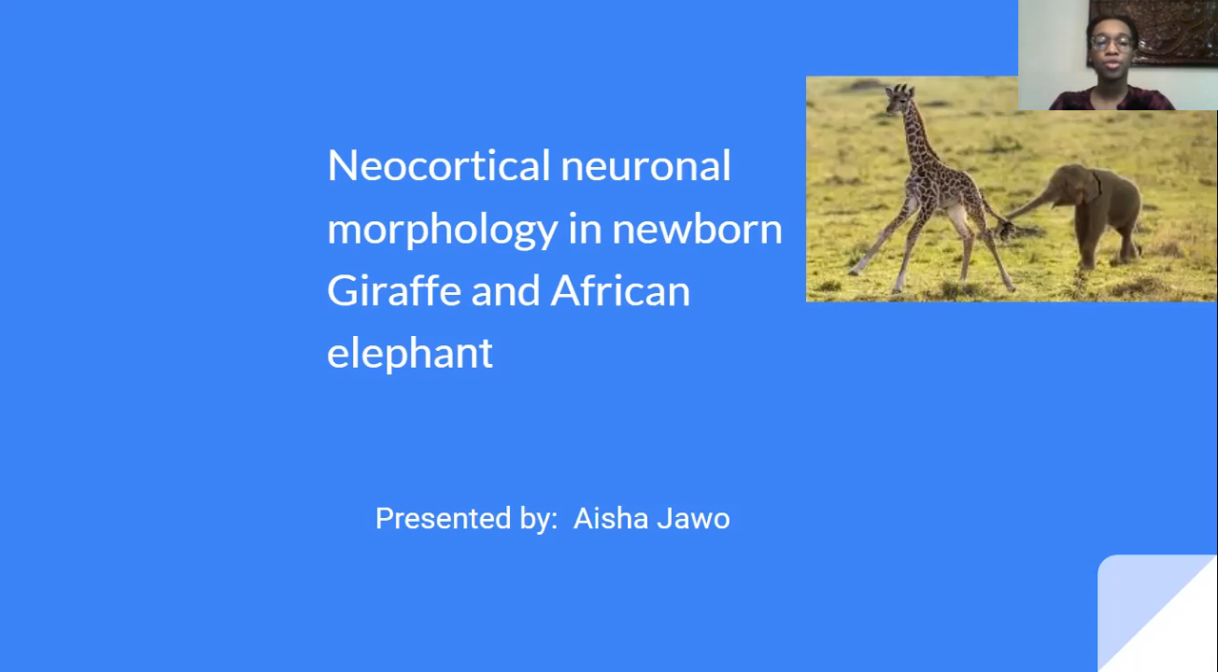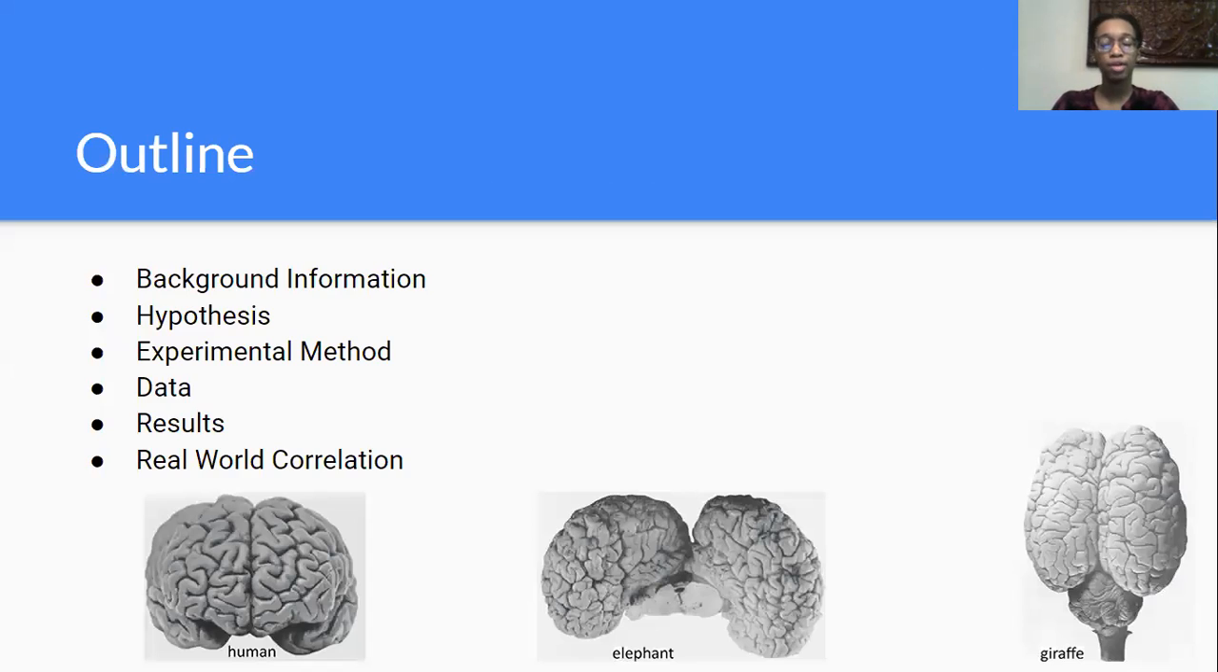Before we get started, I'm going to run through a quick outline of what we're going to talk about: some background information and some terms that we're going to be using, what the experimenters hypothesized and why, the methods used, the data or figures from this, and the results that were concluded, as well as the real world correlation.